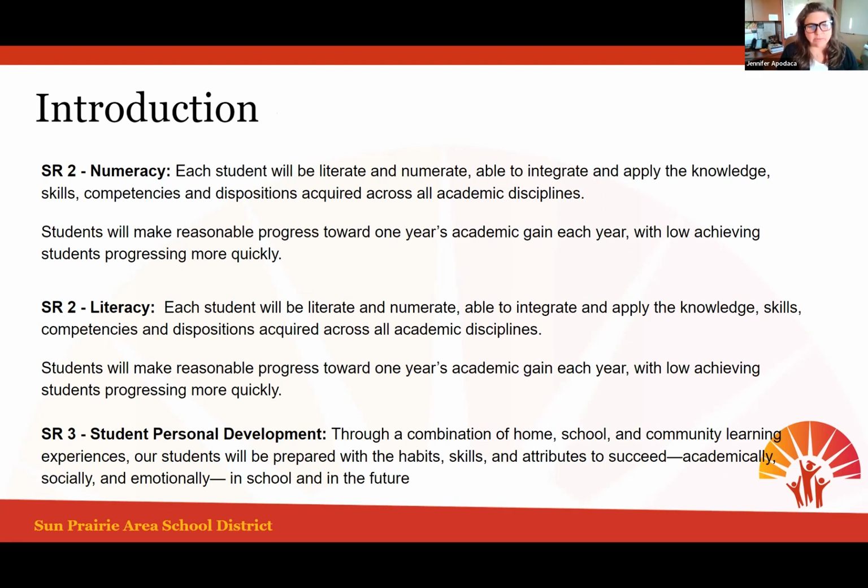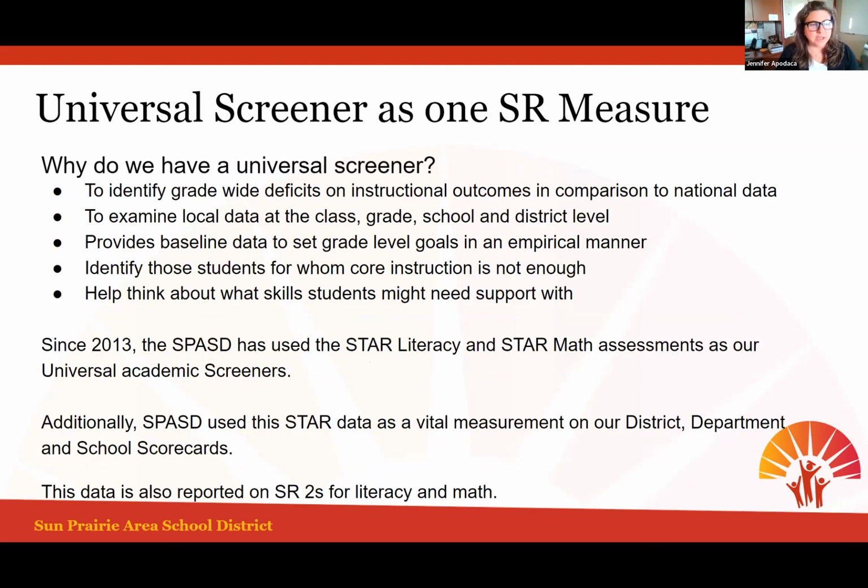Prior to that meeting, we thought it would be helpful to remind the board and the community of the journey we are on related to one of our SR2 measurement tools, our Universal Screener. Universal screening is a critical first step in identifying students who are at risk for experiencing reading and math difficulties, and therefore who might need more time in instruction or different instruction altogether. Screening is conducted to identify or predict students who may be at risk for poor learning outcomes.